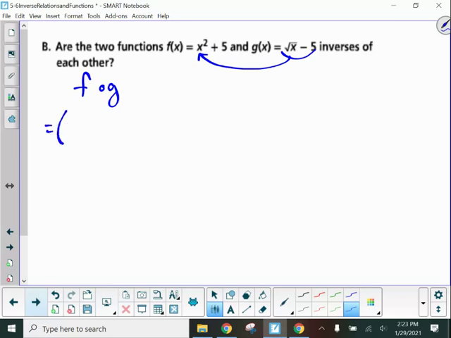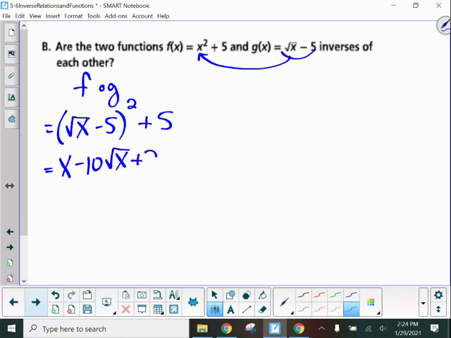I'm going to take this and put it in for the variable in f. So I have the square root of x minus 5 squared plus 5, and I want to see if this is equal to x. Well, if I expand this binomial, remember we use the rule a squared plus 2ab plus b squared. So my a squared is x, my 2ab is going to be minus 10 square root of x, and my b squared is 25. You can see here, the best I can do is 25 plus 5, which is going to be 30. So this does not check out.